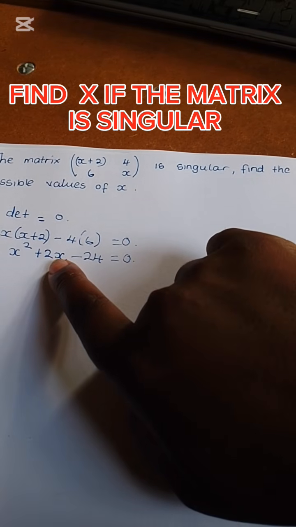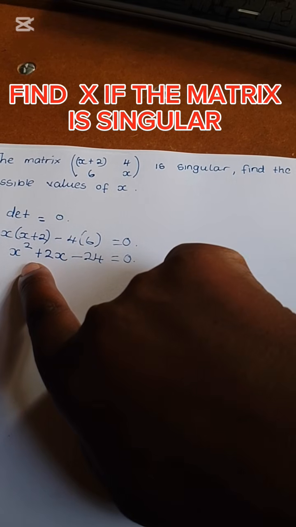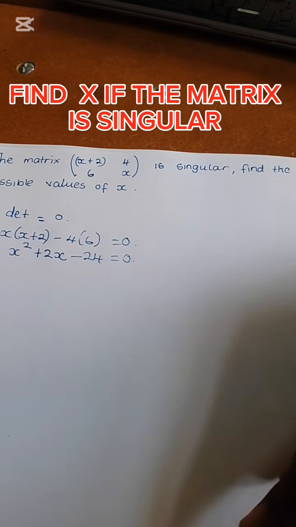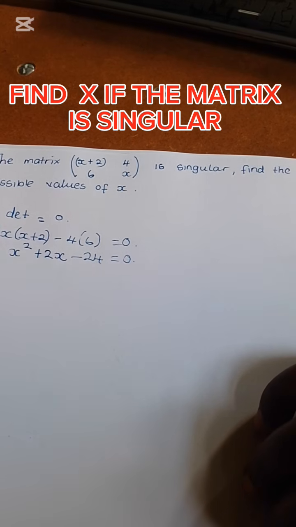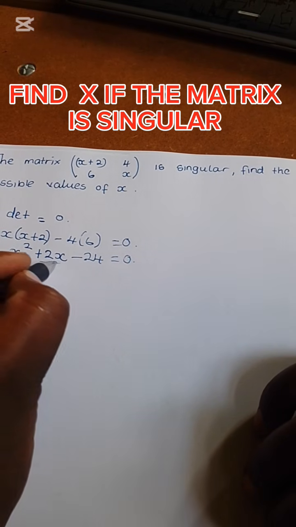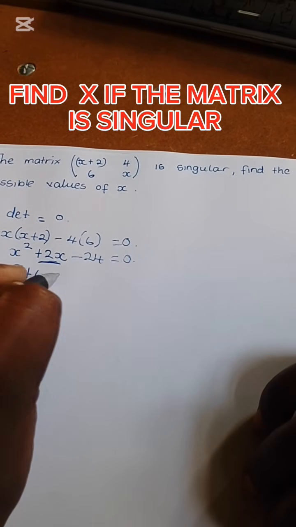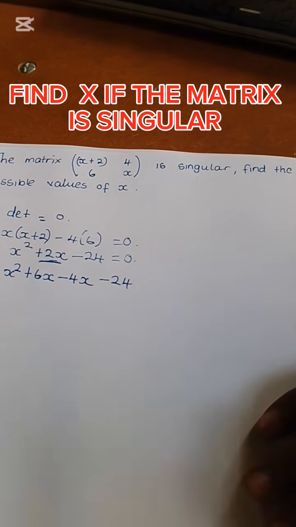We want two numbers that if we multiply them, we get negative 24x squared, and if we add them, we get positive 2x. These numbers are plus 6x and minus 4x, right? The product should be negative 24x squared and the sum should be plus 2x. So we substitute those two numbers for this. So x squared plus 6x minus 4x minus 24 should be equal to 0, right?